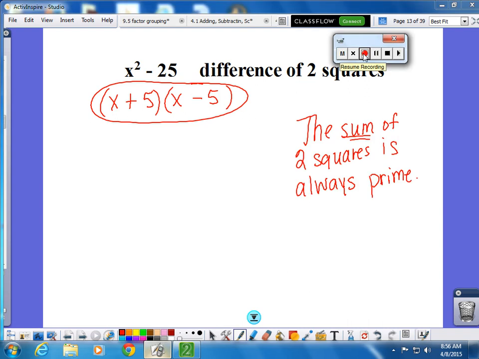So if that was a plus sign between the a squared and 25, that would be the sum of two squares, and we would know. We wouldn't even have to think because we know it's prime.